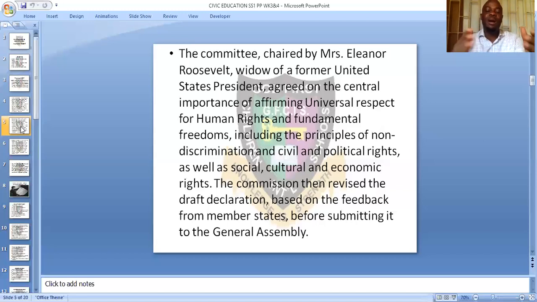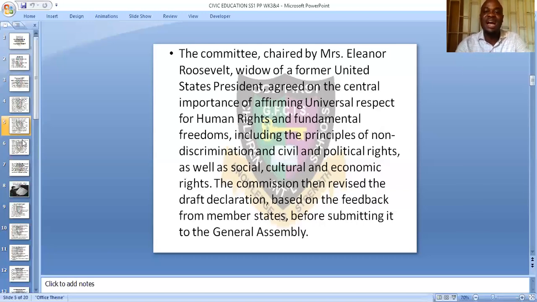So they also laid down these categories so that whatever they outline, whatever point they write out, is going to be based on these principles that have been outlined. Moving further, the commission then revised the draft declaration based on the feedback from member states before submitting it to the General Assembly.